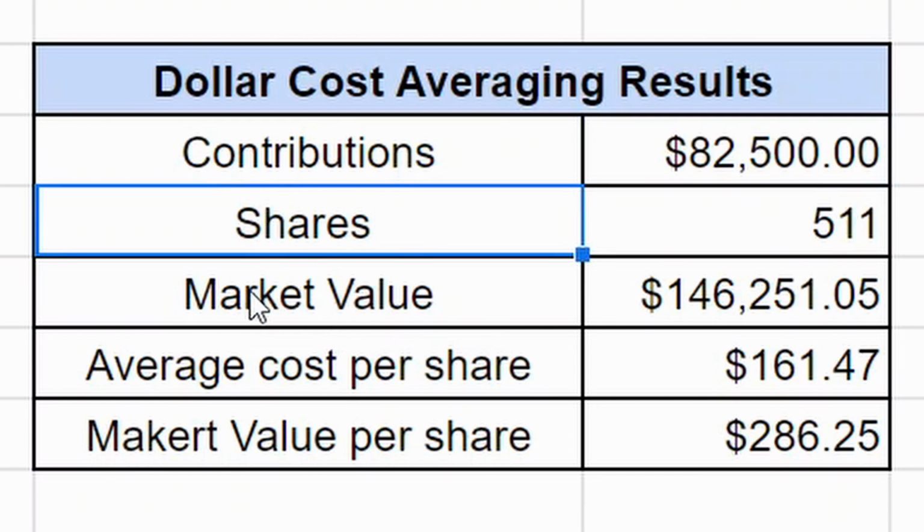The market value, our portfolio's value, is now worth $146,000. Our average cost per share came to $161. And like I said before, the current share price is $286. That's how dollar cost averaging works.